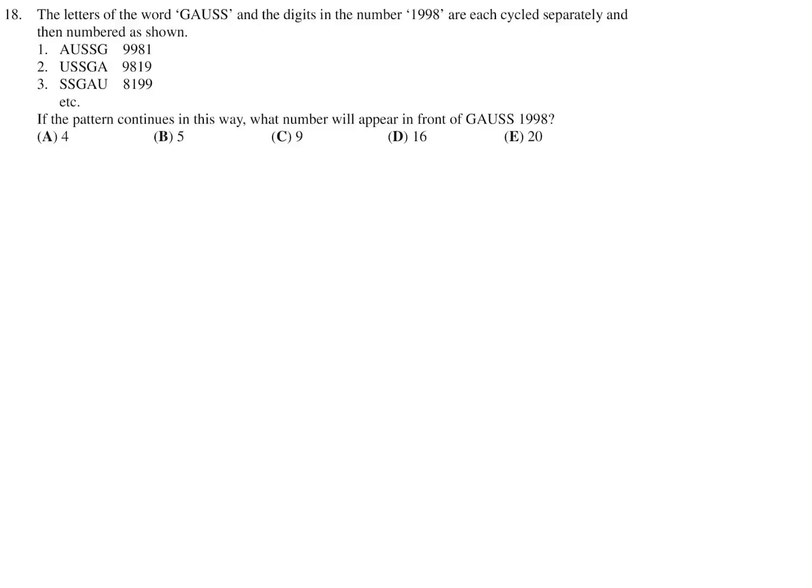The letters of the word Gauss and the digits in the number 1998 are each cycled separately and then numbered as shown. If this pattern continues, what number will appear in front of Gauss 1998? All right, so what is happening here? What are they doing? All right, 9981. First, I'll write out the first 3, and then we'll try to understand what exactly they are doing in this question.